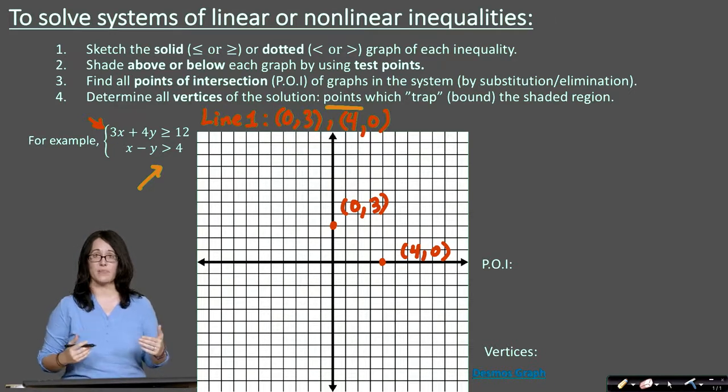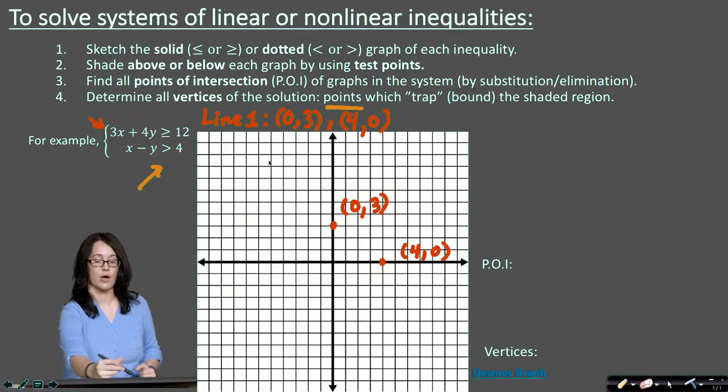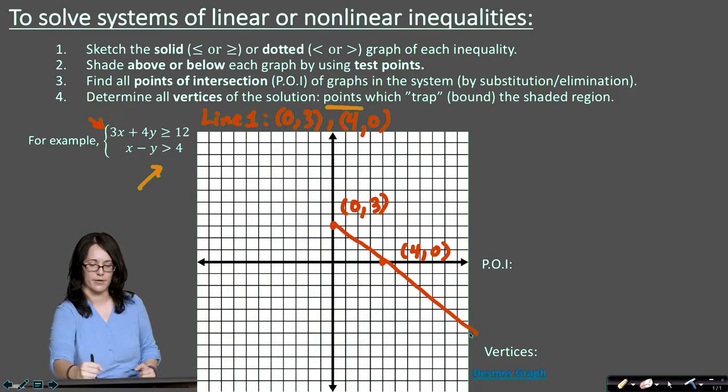Now would this line be a solid line or a dotted line? It would be solid, right? Because of the "or equal to." So with a ruler, you draw your best line for sure. And I would have something like this without my ruler. Here we go. There's line 1. I'm going to label him as such, L1.